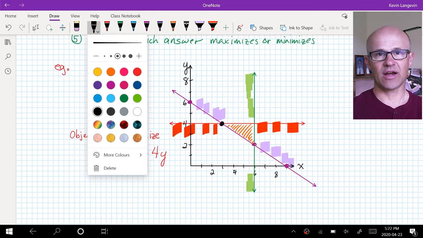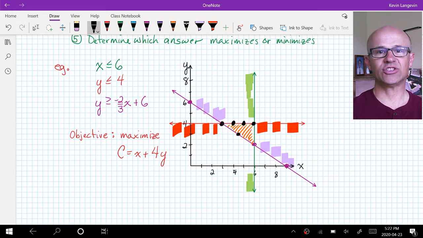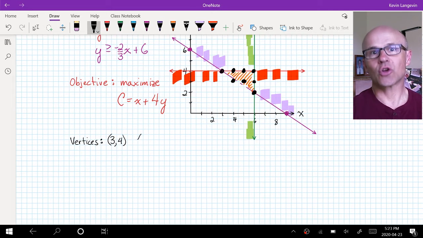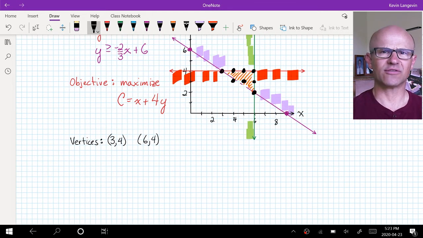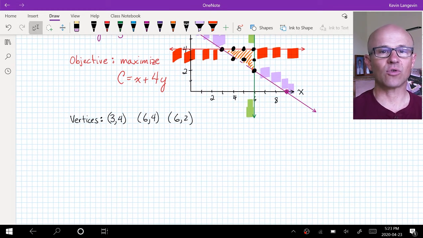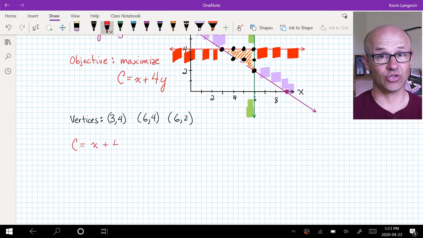Even though the entire area is colored in, there's actually just a few key points that are actually at proper markings on the graph. So I'm marking them in here in black. The vertices are the ones on the corner of the triangle. That's what a vertex is, a corner piece. So they're found at 3, 4, 6, 4, and 6, 2.